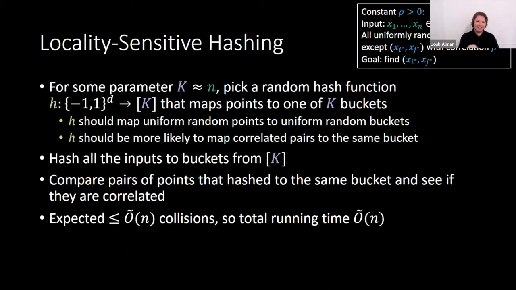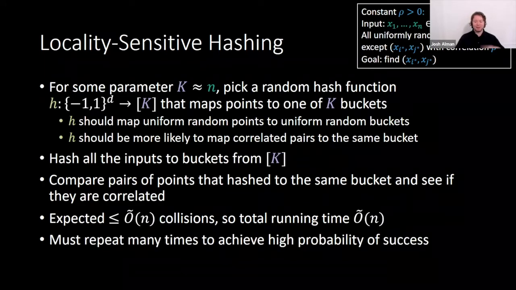So it's a linear time algorithm, but it only has a low success probability. It's only going to work if the correlated pair was mapped to the same bucket. So what you have to do is repeat independently many times, so that with good probability, at least one of the times the correlated pair actually does get mapped to the same bucket as each other, and you'll find them.